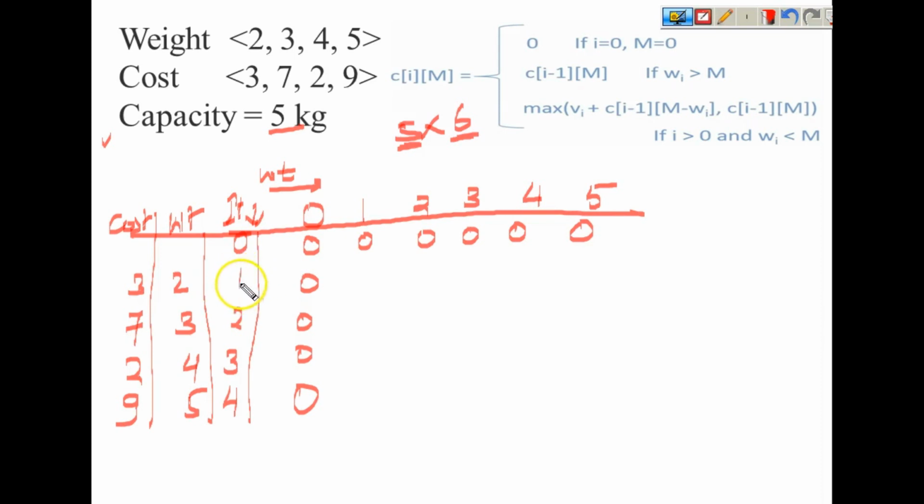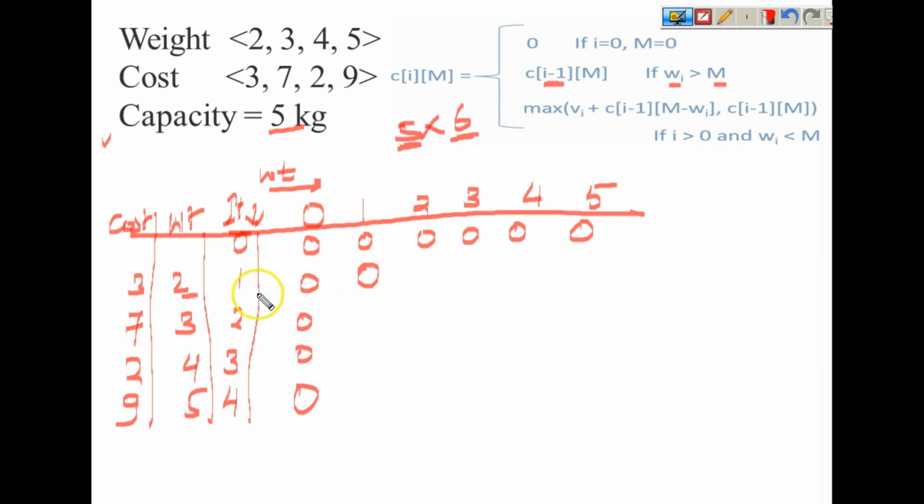So if I have 1 item and the capacity of the knapsack is 1, and you can see here the weight of this item is 2. So when the weight of the item is more than the capacity of the knapsack, this time the capacity of the knapsack is 1, the weight of the item is 2, which is more than this, you take the previous value. You take the value of the previous cell. So the previous cell is 0, so here you write 0.